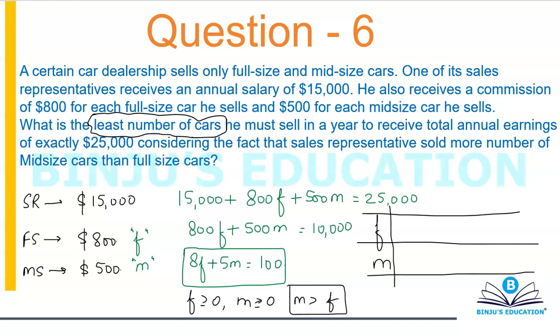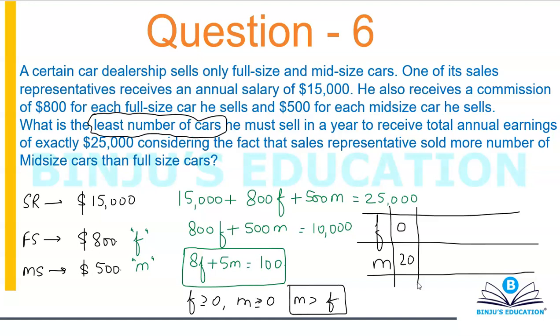For example, I can take f to be 0 and I will get m to be 20. Now f cannot be anything less than 0, so this is my first value. Now understand this point. When I say 8f plus 5m is equal to 100, I'm basically adding two quantities and the sum is coming out to be 100.